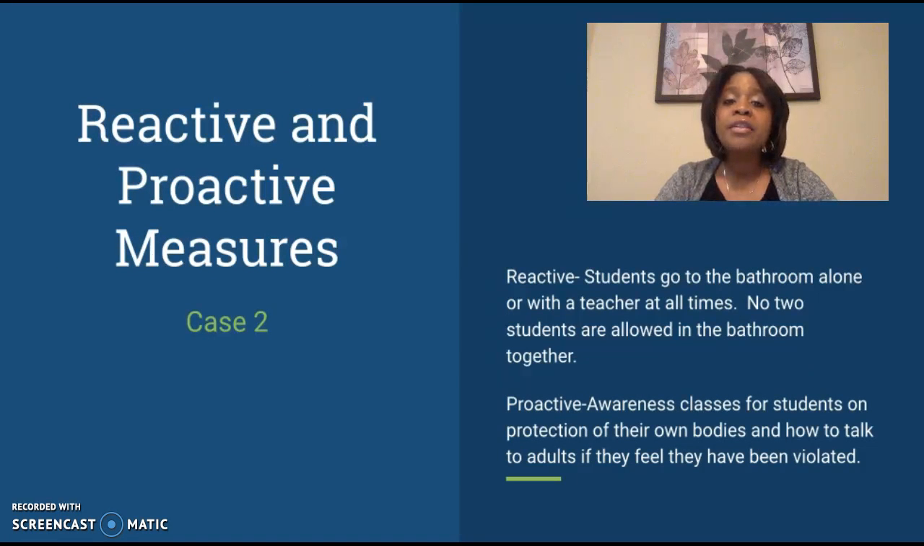Reactive and proactive measures for Case 2. Reactive: students go to the bathroom alone or with a teacher at all times. No two students are allowed in the bathroom together. Proactive: awareness classes for students on protection of their own bodies and how to talk to adults if they feel like they have been violated.